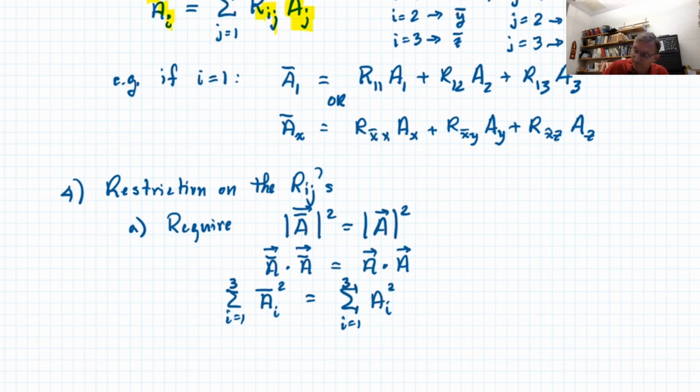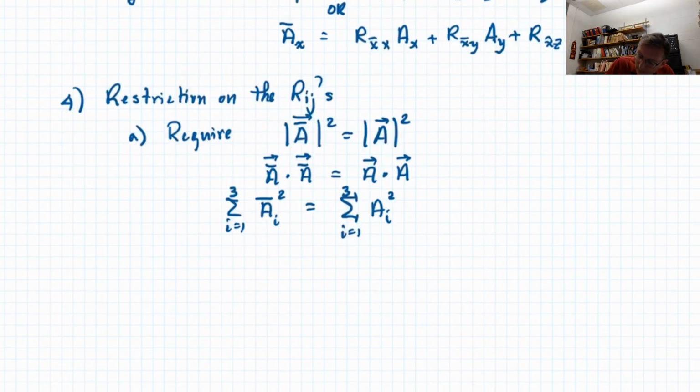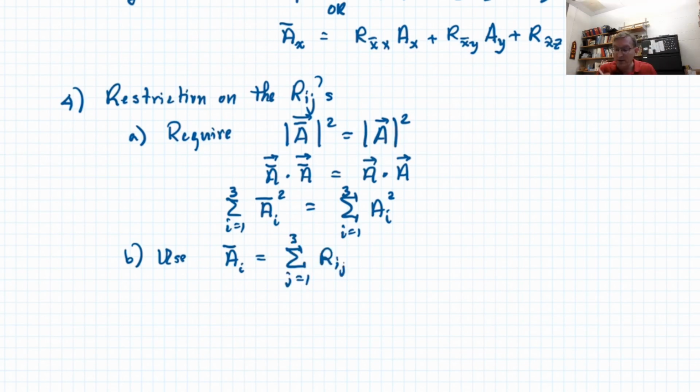Now what I want to do is use the relationship between the rotated components, A_i bar, and the original components. And that is the expression I wrote down a few moments ago: A_i bar equals the sum over j from 1 to 3 of R_ij times A_j. I'm going to substitute that whole expression in there, and square it. Okay, it looks a little bit complicated, but you've got to have some physics courage.